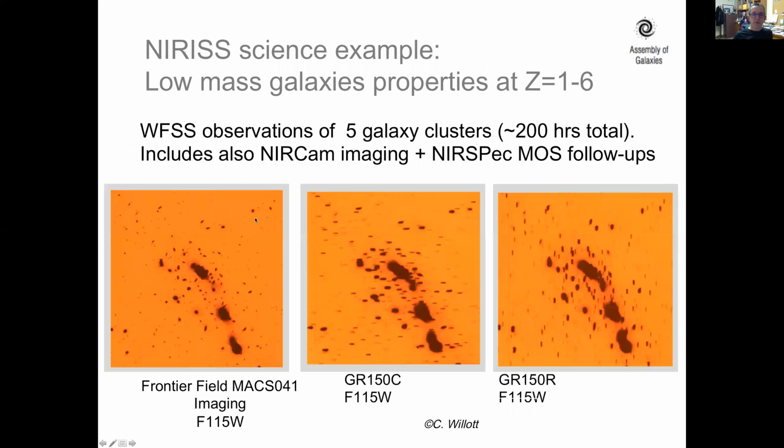So this is an example of our GTO program, Chris Willett in our team. This is a simulation of this Frontier Field high redshift galaxies. This is the imaging simulation at 1.15 micron. And on the right, this is the same thing with the grisms.